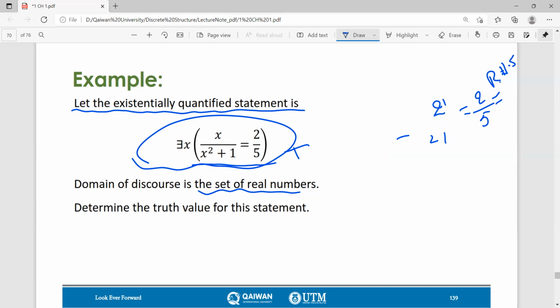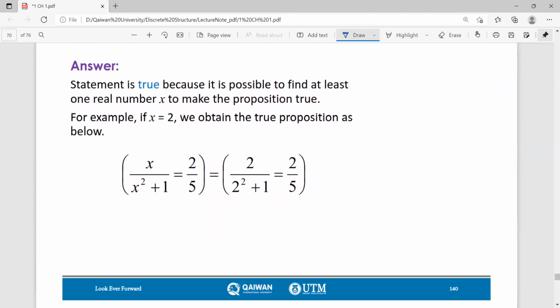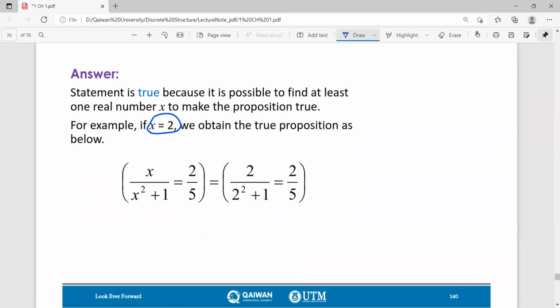That's all for the existential quantifier. Look, here if x is 2, we get 2 over 5, which is the right hand side. That means the statement is true.